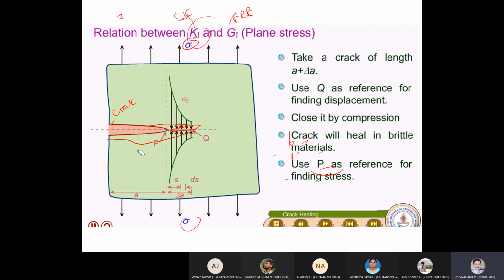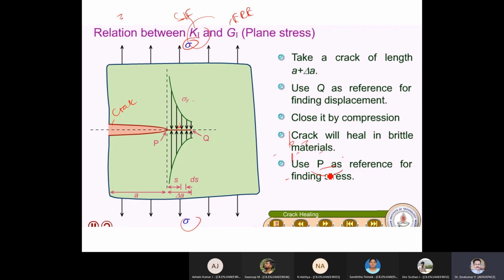I'm sorry, I'm very bad at drawing. Okay, the crack got moved. I told you, the crack growth mechanism. The crack came here, and so this is supposed to come here, like this. So what is happening now?